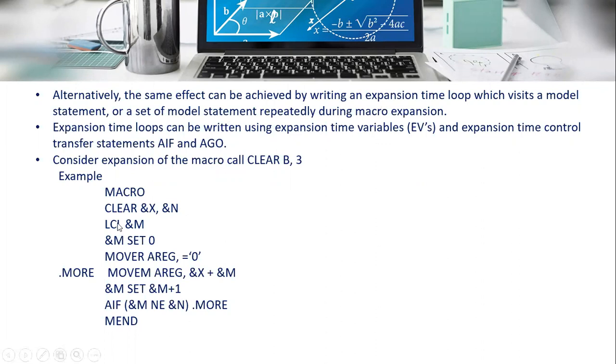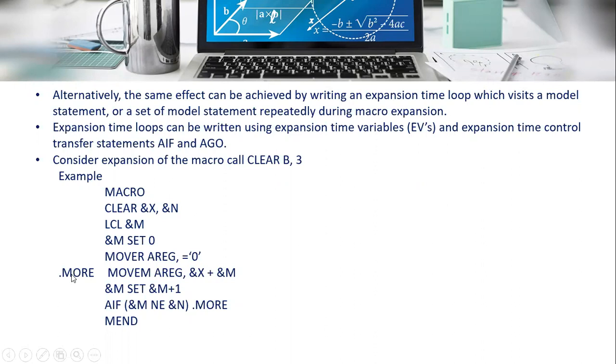Now we consider this particular example, clear and x and n. Here a local variable will be declared, considered as &m. Then we set the value of &m as 0, and we can write move r, a register, 0. The 0 value will be moved into the a register.